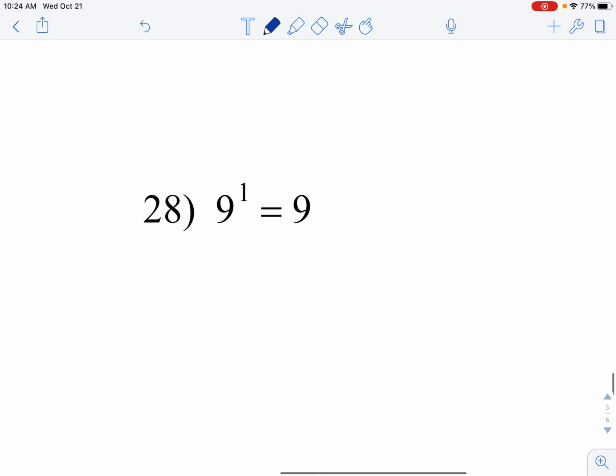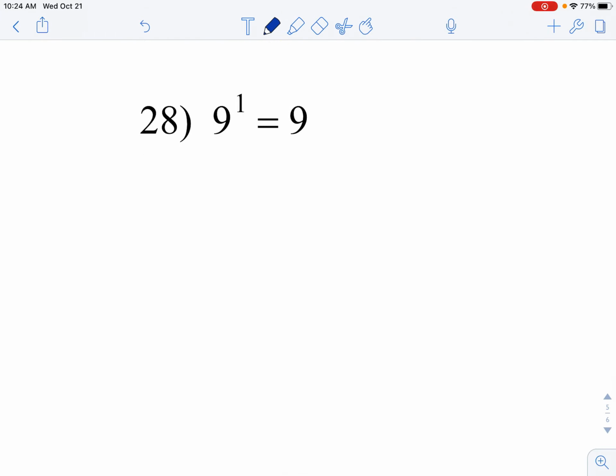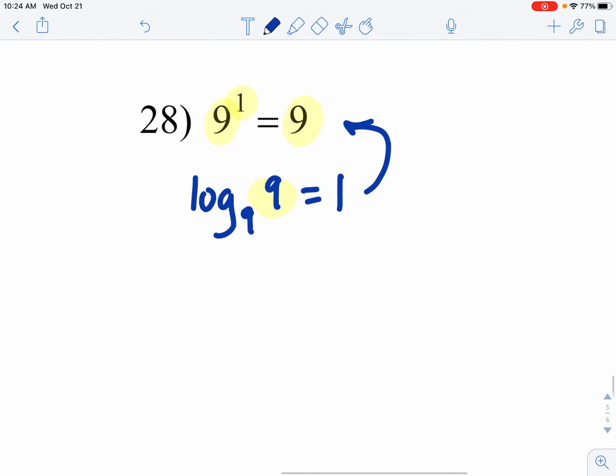Let's look at another one. The base of this exponent is a 9, so the base of the logarithm is a 9. The argument of the logarithm is the answer to the exponential equation. The answer to the logarithm is the power or the exponent. So this is a rearrangement of that.